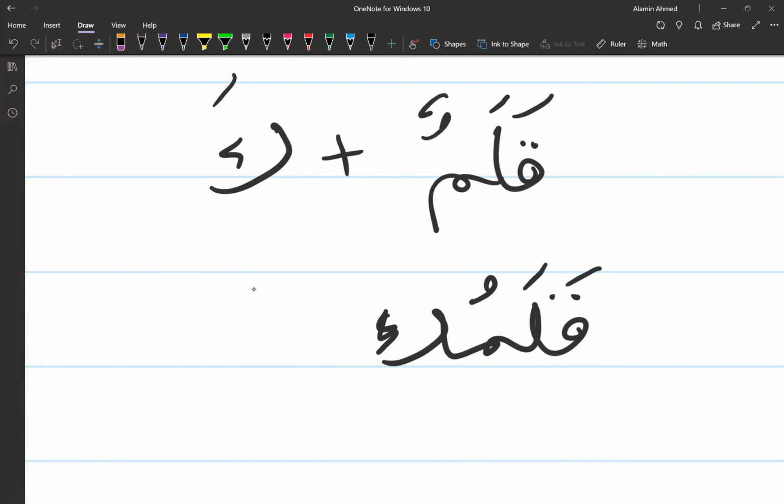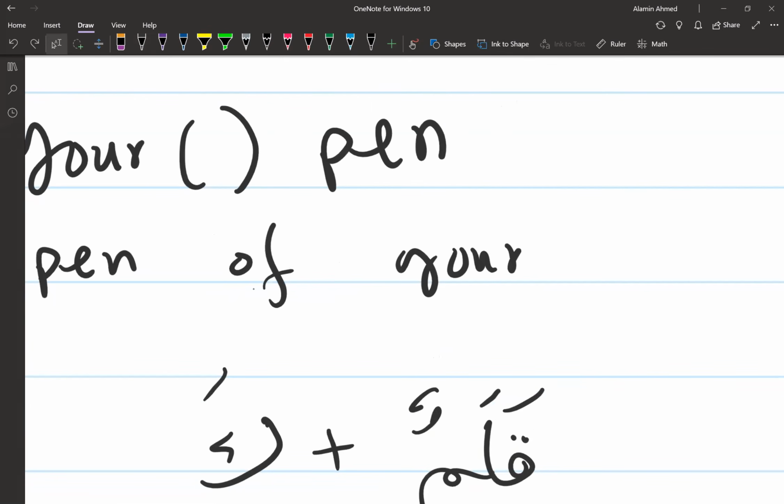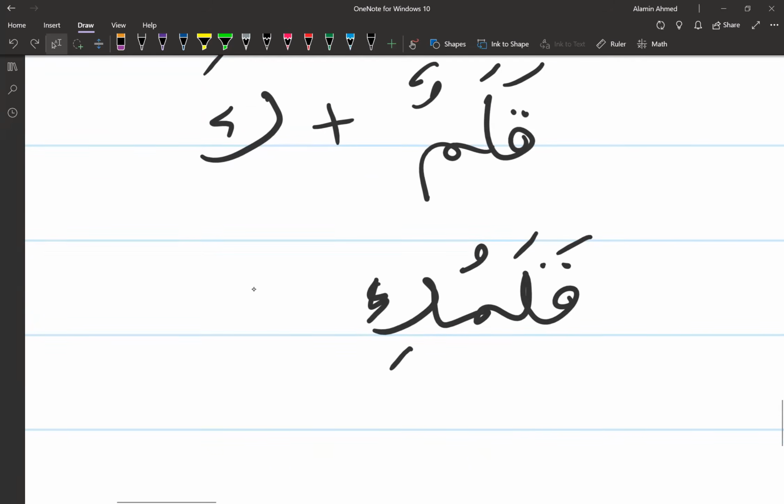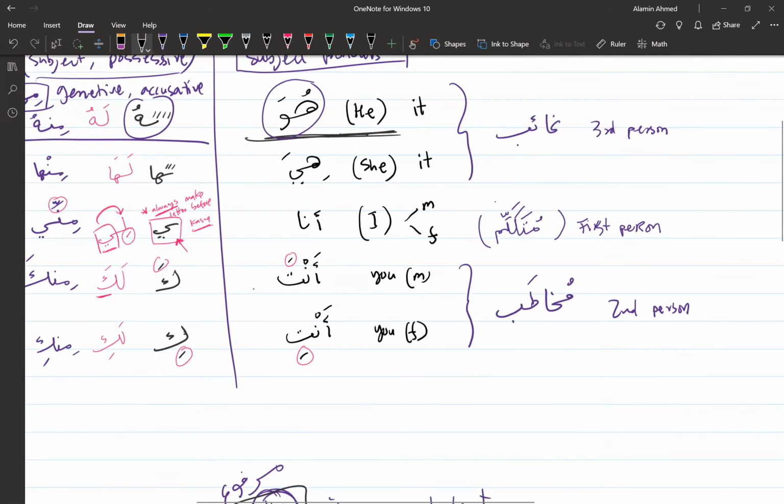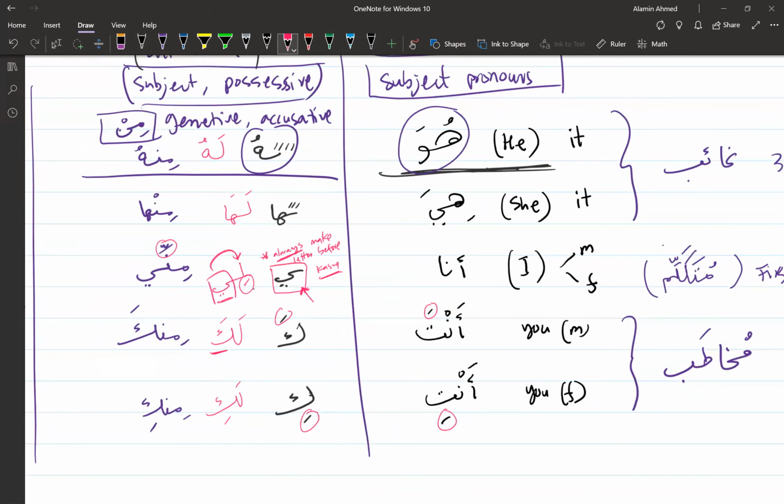So bottom line is you cannot change the pronouns. Okay, pronouns never change. Any of these pronouns, whether it's subject pronouns or object pronouns, any of these things. This huwa, hiya, ana, anta, anti, none of these things will change. It will always remain the same spelling. Okay, so this is something in Arabic called mabni, the words that never change. You understand? Make sense?